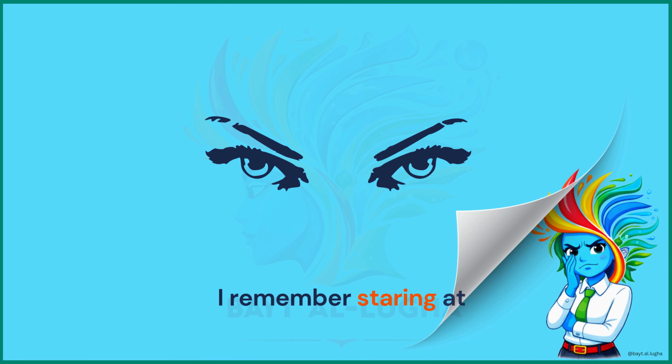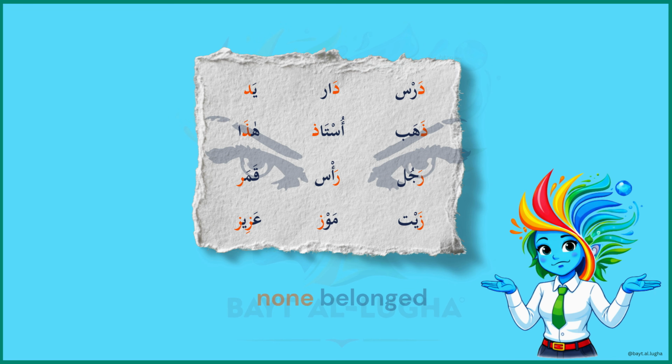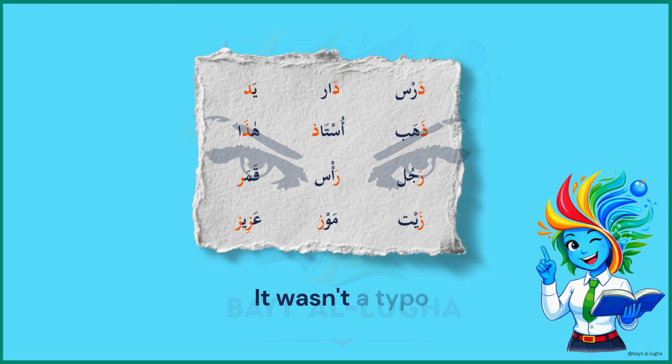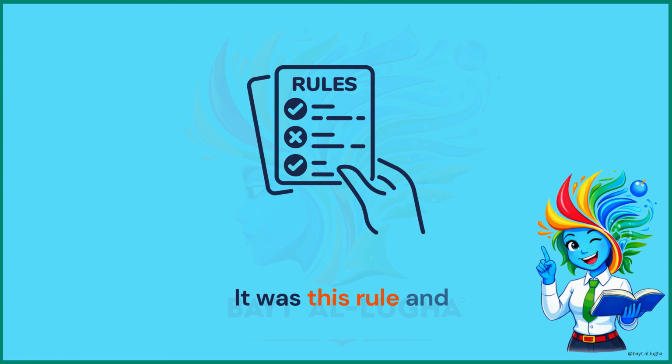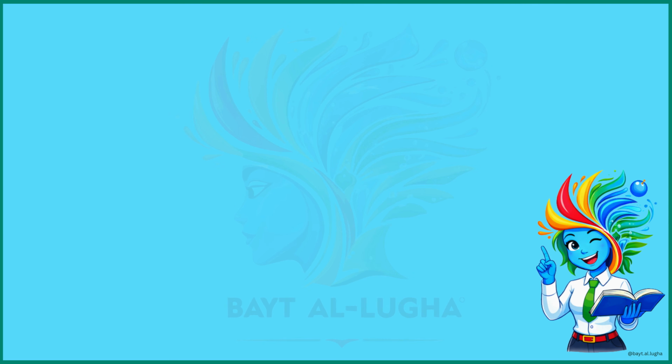I remember staring at a page early on and assuming half my vocabulary list was printed with typos. Extra spaces where none belonged. It wasn't a typo. It was this rule, and nobody back then had told me it existed yet.